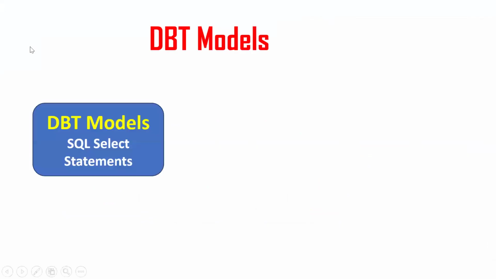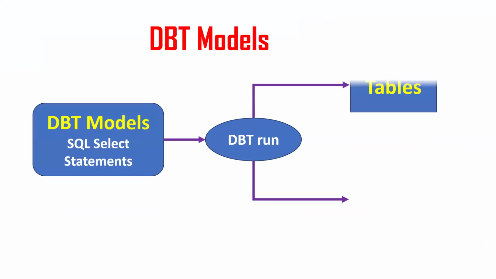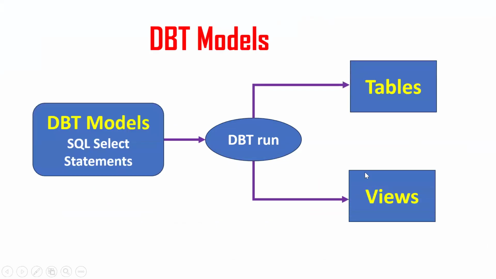So these are SQL statements. When I try to run dbt run, what happens? It can be a permanent table or a transient table. It can be a normal view or a secure view. Whatever logic we implemented, whenever it runs, it creates a permanent table, transient table, normal view or secure view.